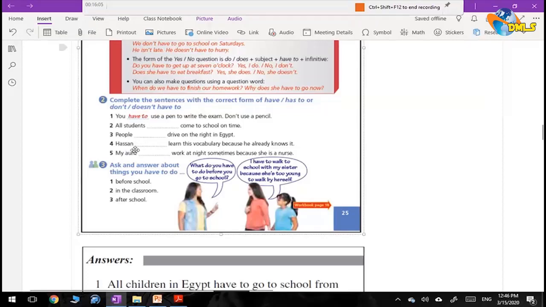Number four, Hassan so and so learn this vocabulary because he already knows it. If he knows it, then there is no need for him to learn it again. Then he don't or doesn't have to. But since Hassan is a singular noun, we would say Hassan doesn't have to, as we have discussed with the red grammar box above. Number five, my aunt so and so work at night sometimes because she's a nurse. If she's a nurse, then sometimes she has to work. We used has to because my aunt is singular.